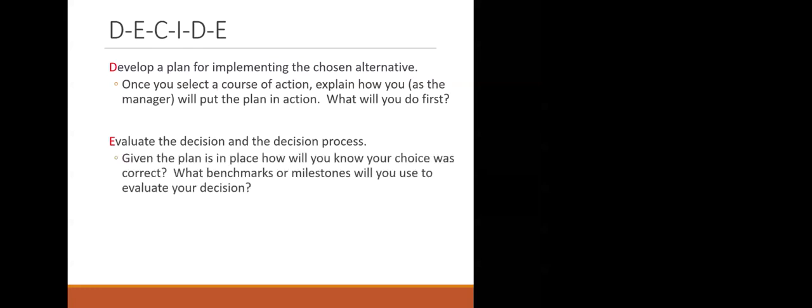And then E is going to be evaluate the decision and the process that you went through. Now that a plan is in place, how will you know that it was the correct plan? What benchmarks and milestones, and what, again, I like to think of is what are the outcomes that will happen as a result of your choice. What can you expect to happen? What would you anticipate happening because you made a course change or a direction you went in, or picked whatever solution you chose?